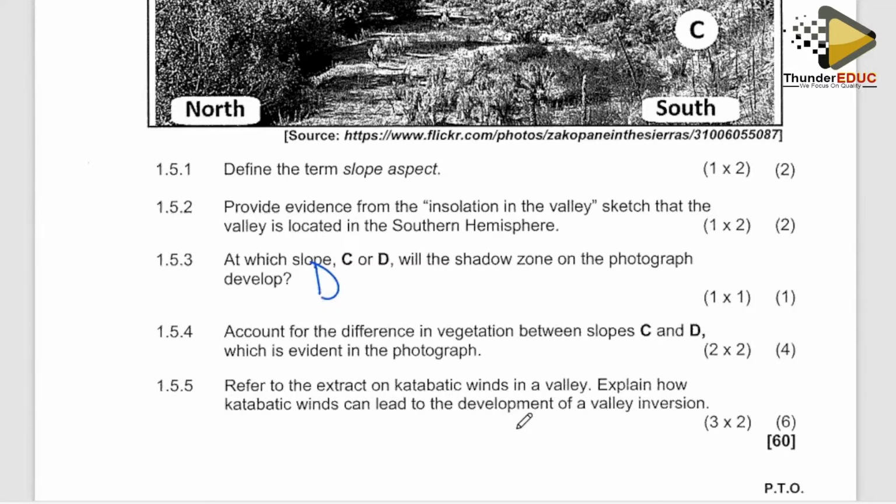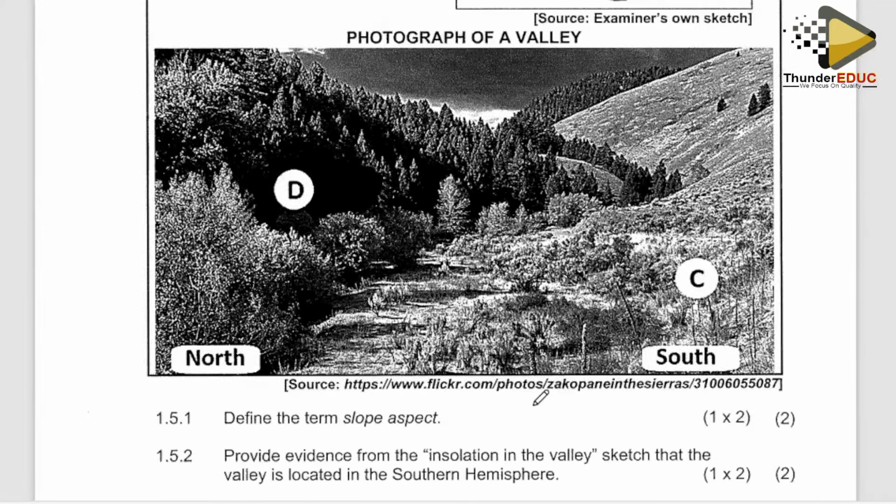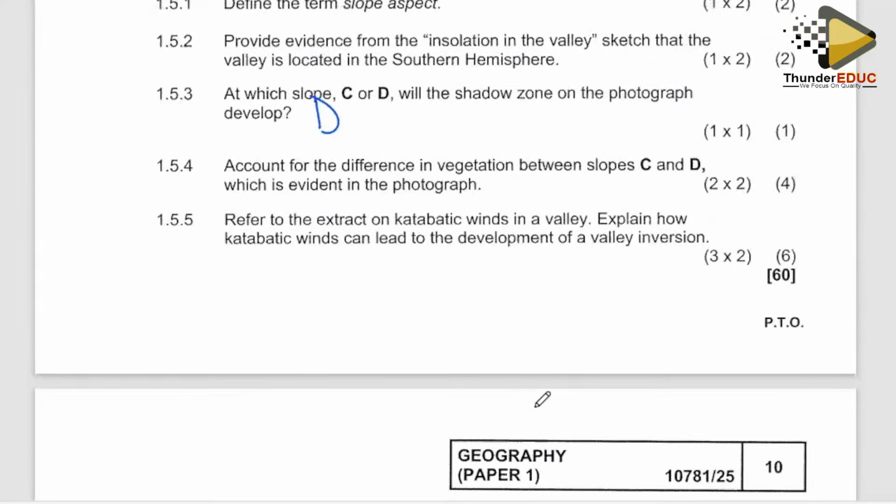Account for the difference in vegetation between slopes C and D, which is evident in the photograph. If you see the vegetation here, you can see we have thick vegetation here. And here we have just sparse vegetation. Account for the difference. What constitutes the difference is there. The northern slope is having thick vegetation, is having those tall trees, while the south facing at C is having some sparse vegetation. So this side here, basically when I'm looking at vegetation, the shadow zone, it supports forestry.